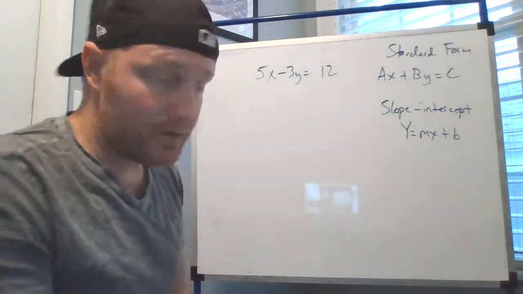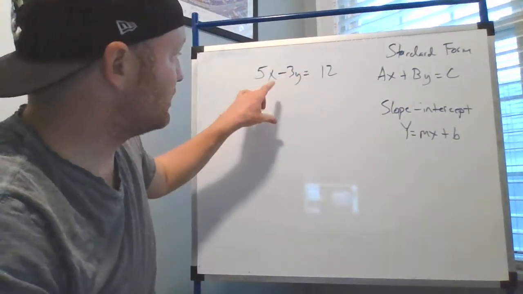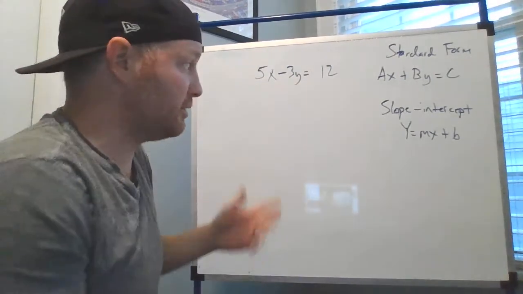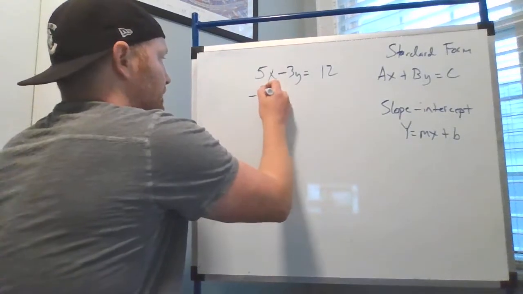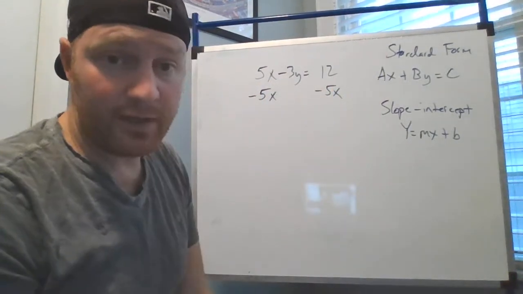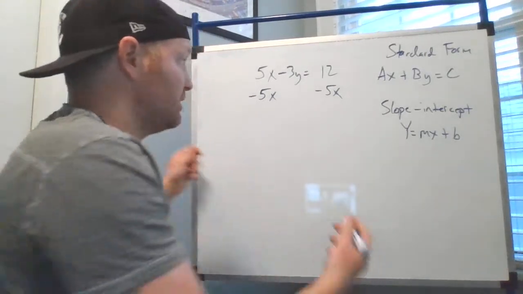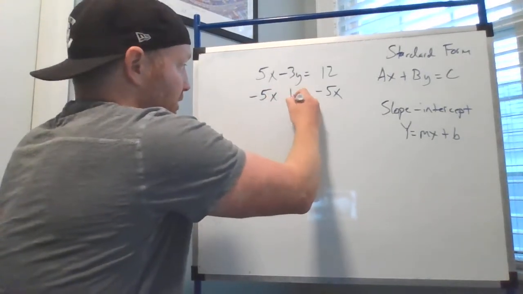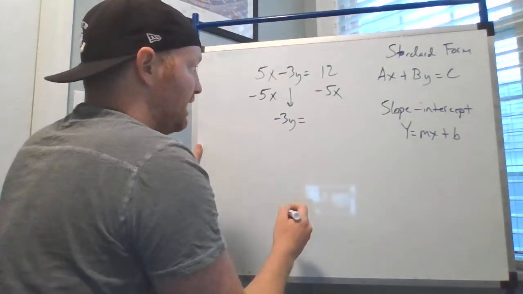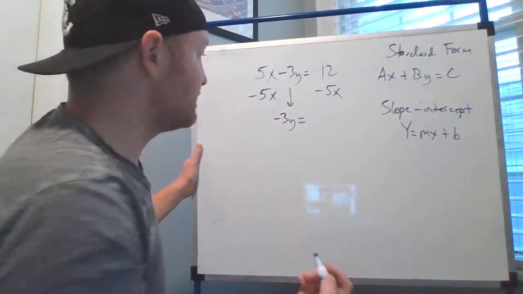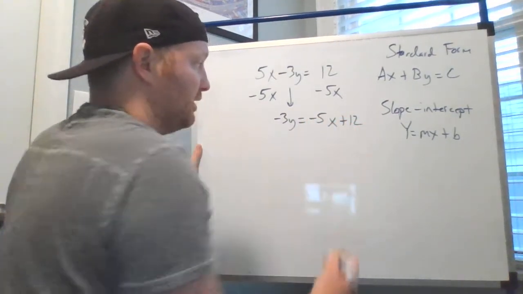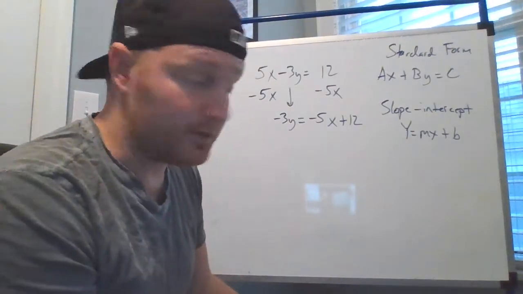You just have to manipulate the equation and move it around to get the mx on this side, and then divide by -3. So just do those steps. Subtract 5x on both sides. Because 12 and 5x are not like terms, the 12 just stays, and this drops down. Be aware of the detail: this is -3y. It's minus 5x plus 12, because you can't combine unlike terms.